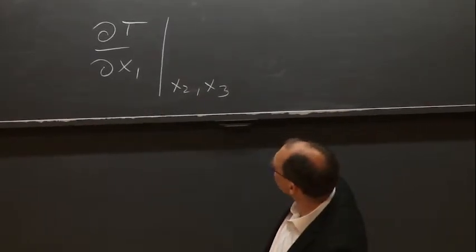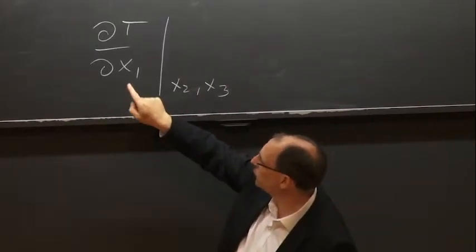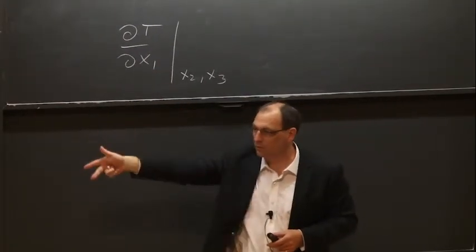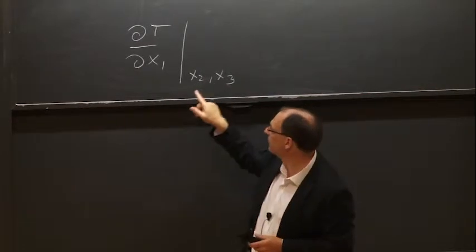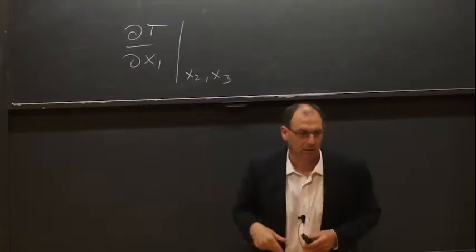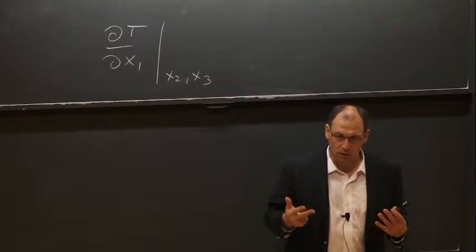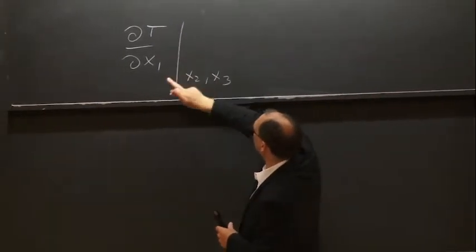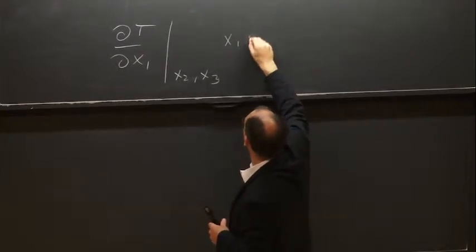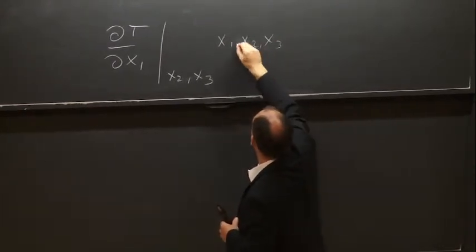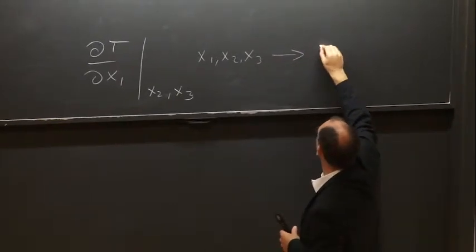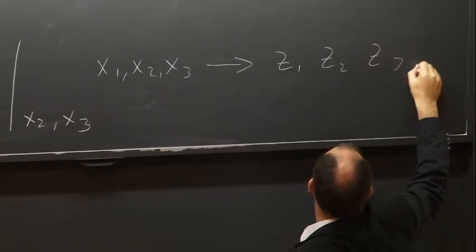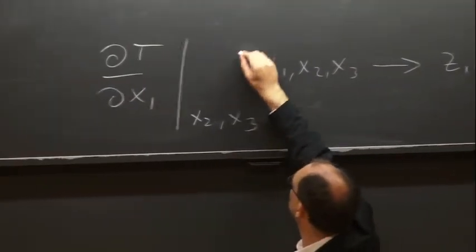So that means if I do a transformation of x1 into a new coordinate, even if the others stay the same, I give them new names because they define a new coordinate system. I don't replace just one of these. I say x1, x2, x3 goes to z1, z2, z3, and tau and t.